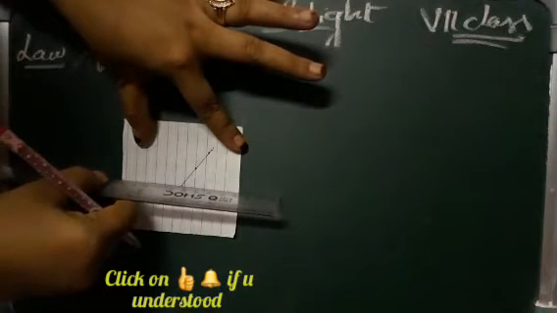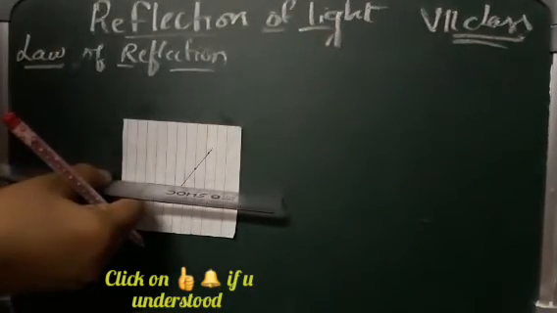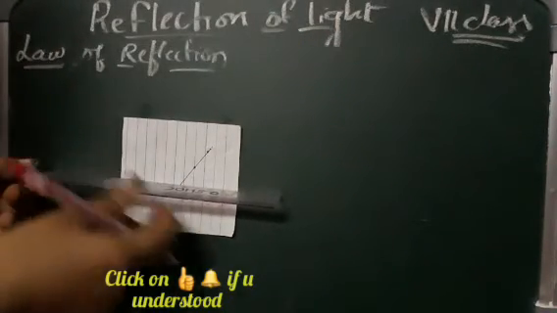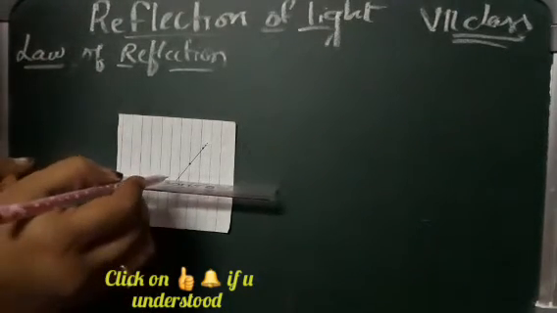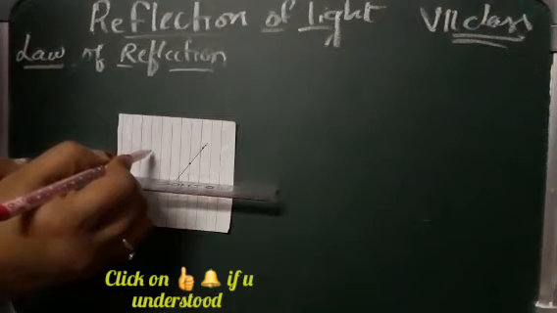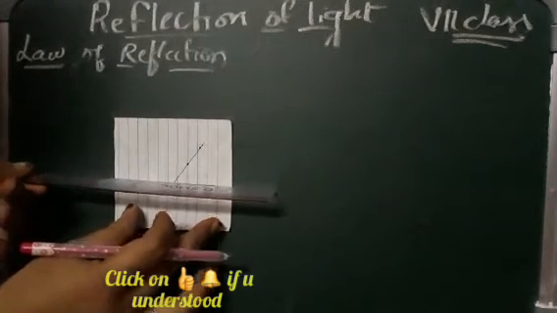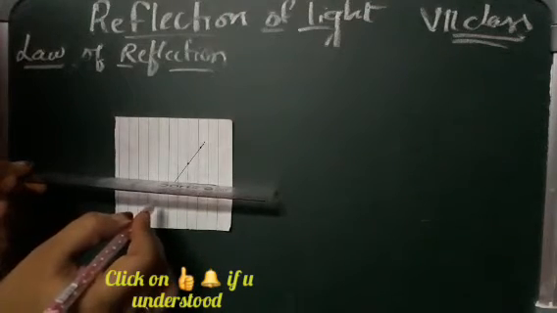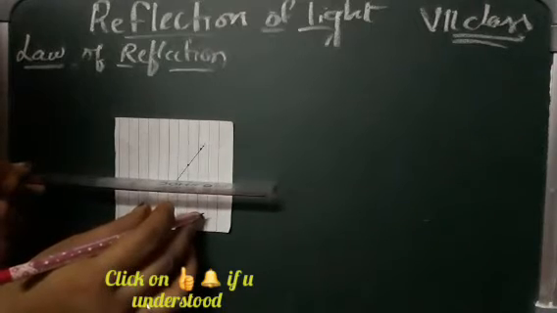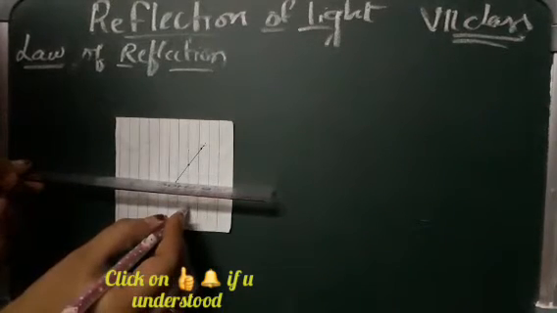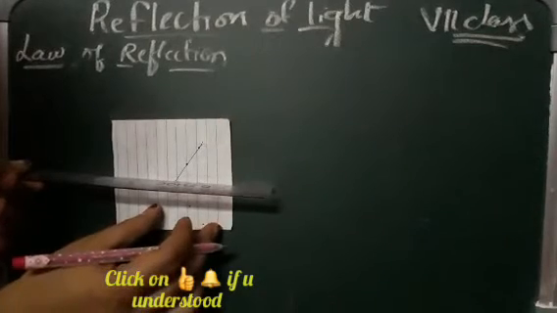I'm keeping a mirror here, and you can see that whatever light you are able to see from this mirror, you can see from where the lines are getting reflected. When you watch from the mirror, you can see that they are visible somewhere here.